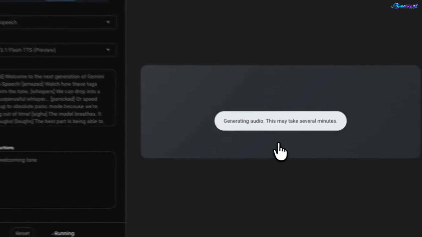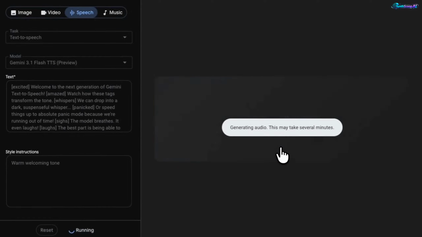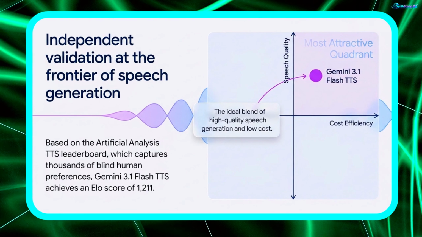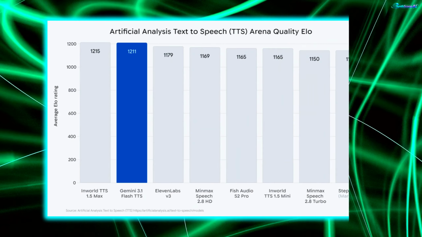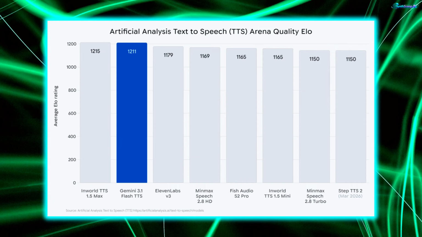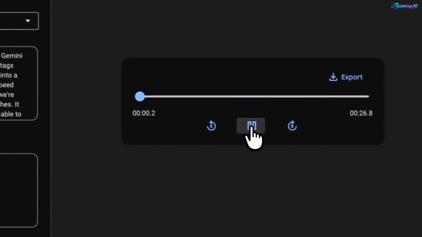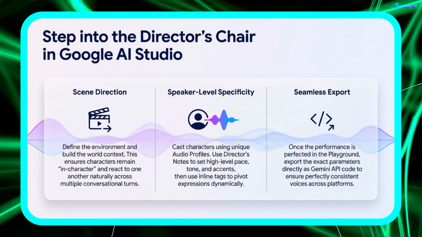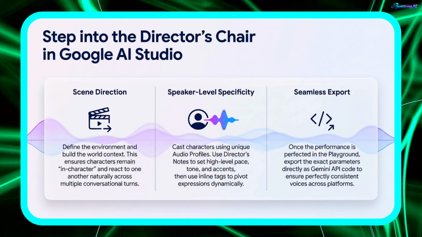In fact, it's already sitting in the most attractive quadrant on the Artificial Analysis leaderboard because it's high quality but stays low cost. It even pulled an impressive Elo score of 1211, which is basically a fancy way of saying humans think it sounds way more natural than the competition. It's currently rolling out for developers in Google AI Studio and for enterprises on Vertex AI.